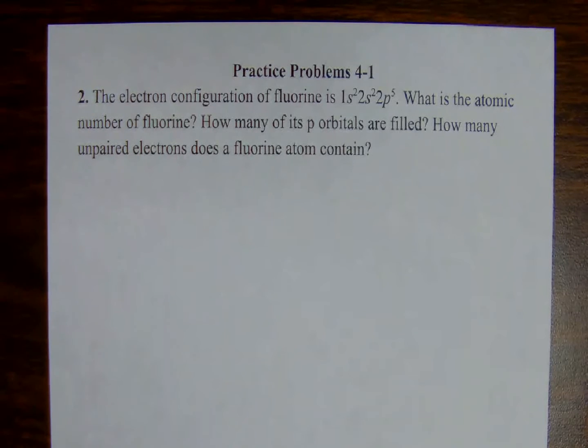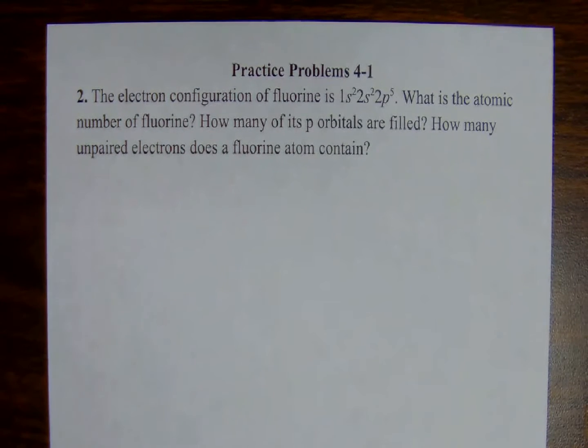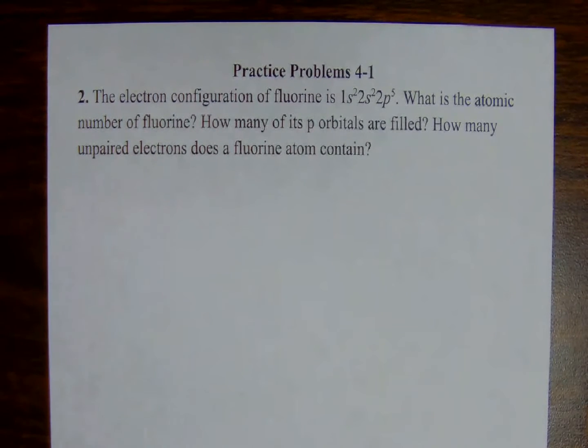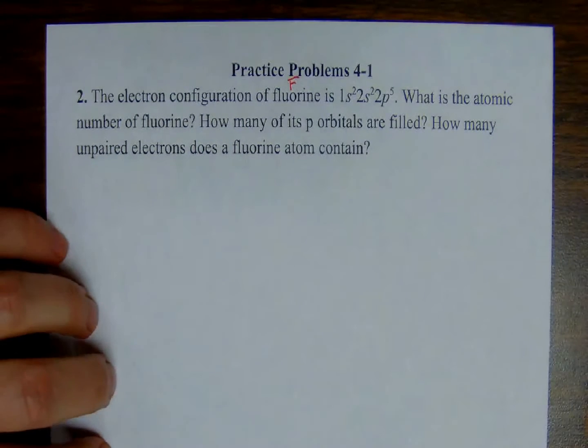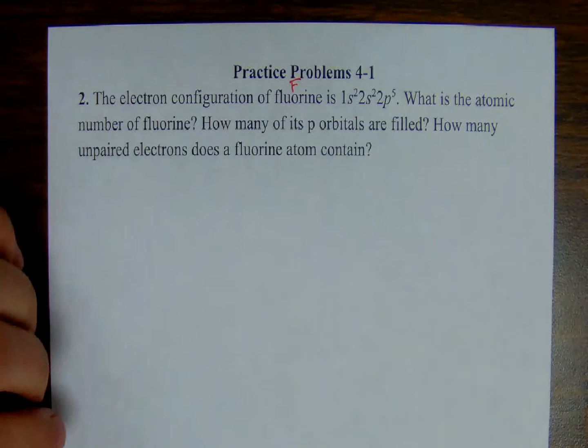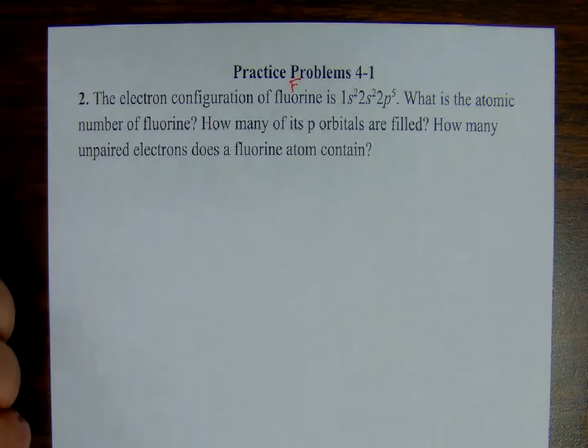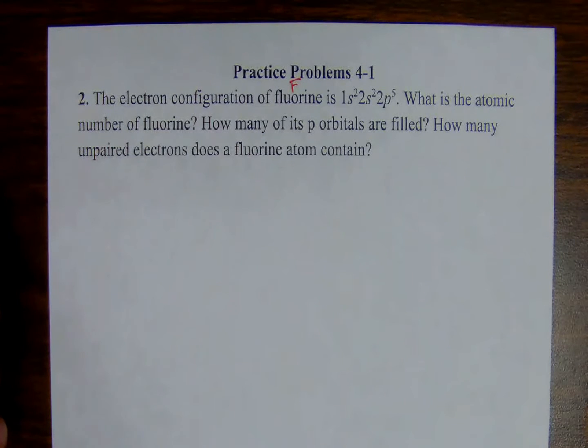Practice problem number 2 in chapter 4. The electron configuration for fluorine, represented as F on my periodic table, is 1s2, 2s2, 2p5. What is the atomic number of fluorine? How many of its p orbitals are filled? And how many unpaired electrons does the fluorine atom have?